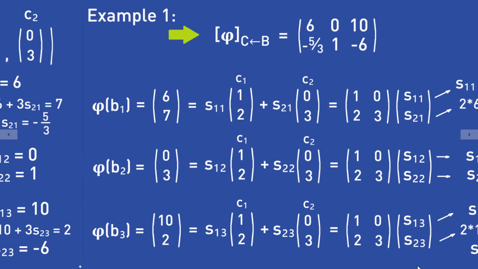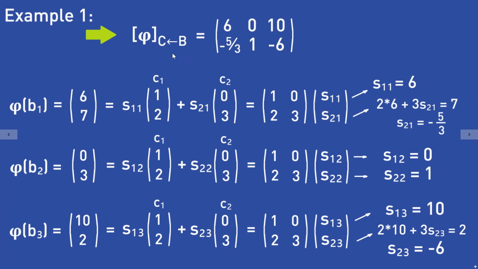So the matrix representation of phi with respect to the basis B and C is the following. Here we have 6. Here we have minus 5 divided by 3. The second column has as a first entry 0, which is that here. The second entry is 1, which is that here. And for the last column, we get for the first entry 10, which is that here. And for the second entry, minus 6. So that here is the matrix representation of phi with respect to the bases B and C.